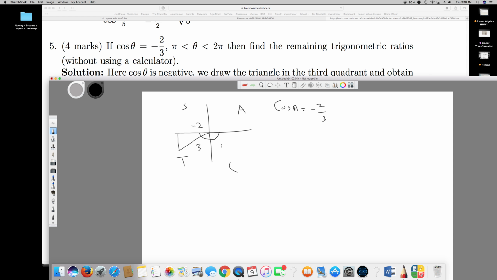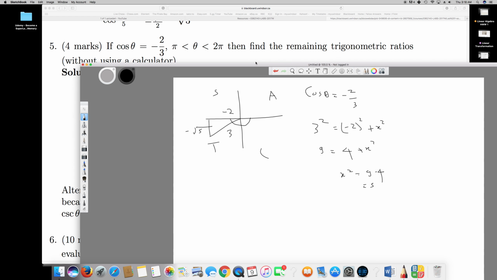Since we have the adjacent and hypotenuse, we can find the opposite side by using the Pythagorean theorem. According to the Pythagorean theorem, 3 square is going to be minus 2 square plus x square. So 3 square is going to be 9 and 2 square is going to be 4. So x square is equal to 9 minus 4, which is equal to 5. So x square is going to be 5, therefore x is equal to root 5. Since this is in the third quadrant, it should be negative root 5.